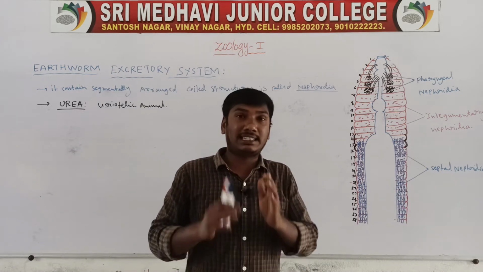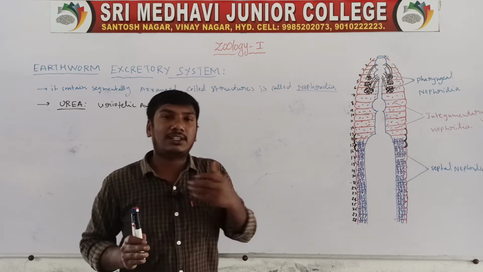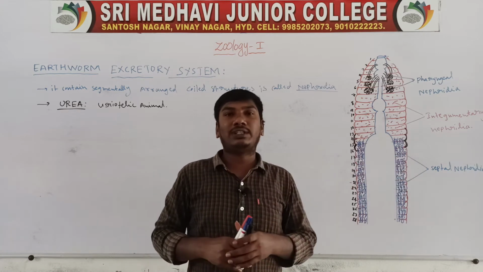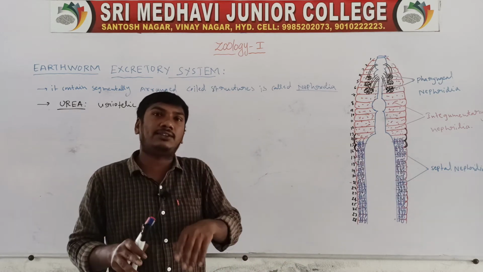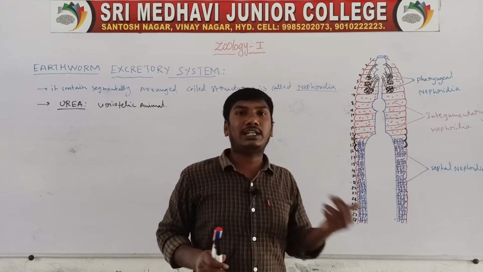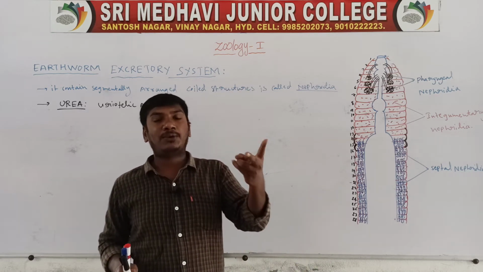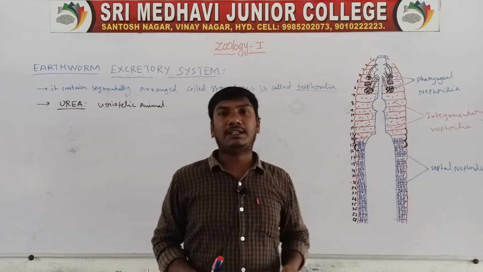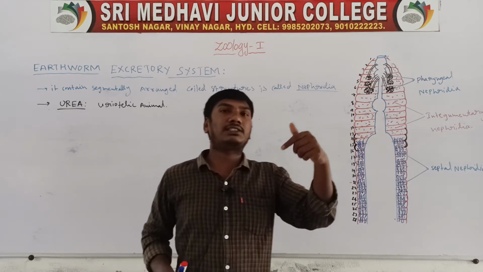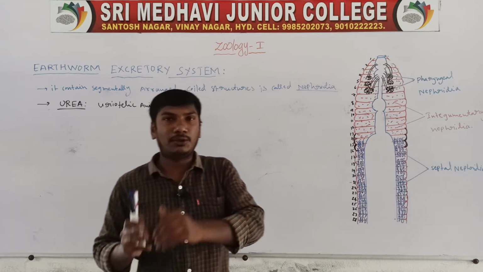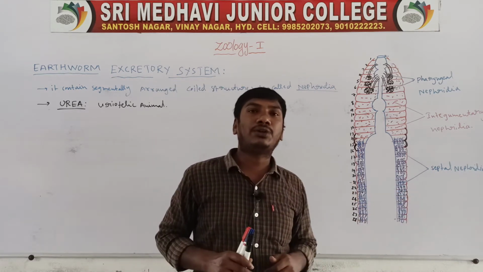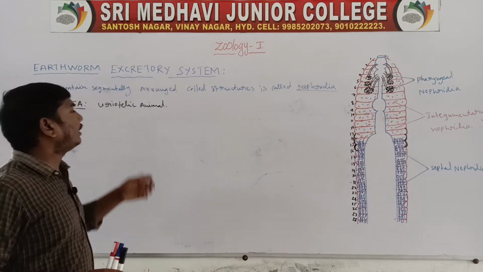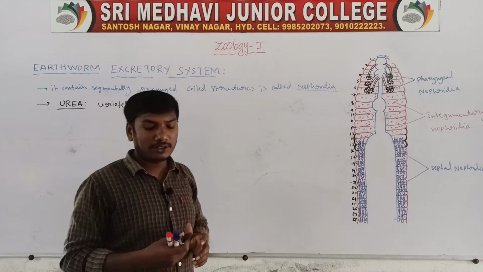For example, excretion of ammonia: that animal is called an ammonotelic animal. Excretion of urea: the animal is called a ureotelic animal. Excretion of uric acid: that animal is called a uricotelic animal. So the earthworm excretes urea, so these are called ureotelic animals.